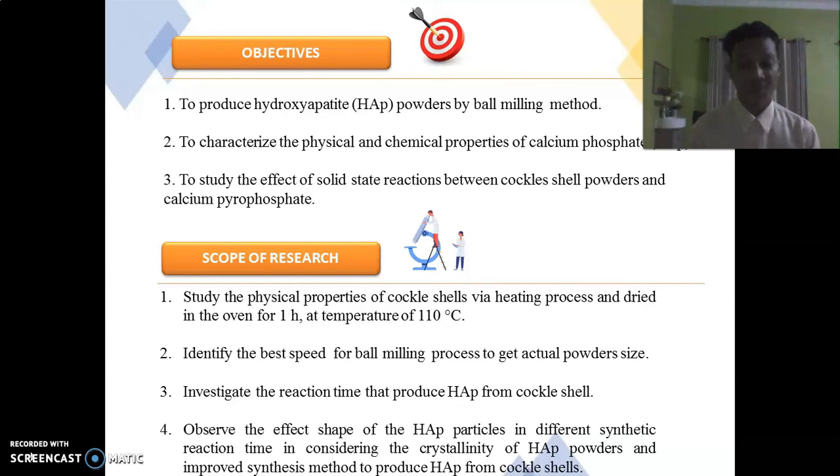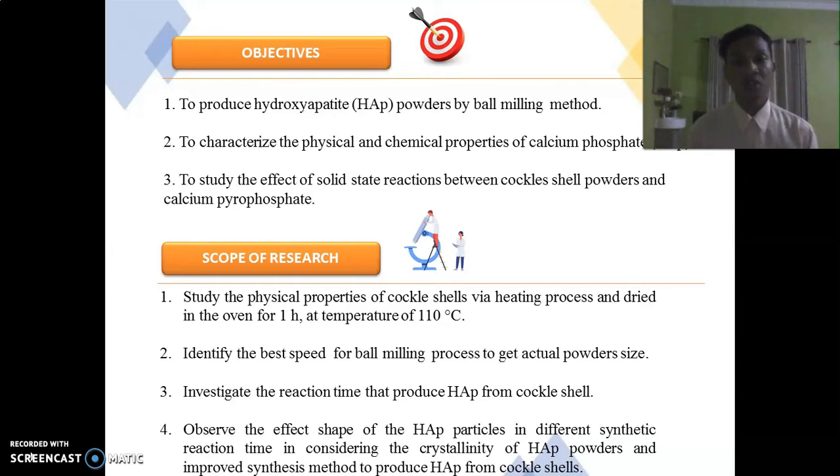Next, we go through to the scope of research. For the first one is to study the physical properties of cockle shells via heating process and drying in the oven for 1 hour at a temperature of 110 degrees Celsius. Next, identify the best fit for the ball milling process to get the actual powder size. Then, investigate the reaction time that produces hydroxyapatite from cockle shell.